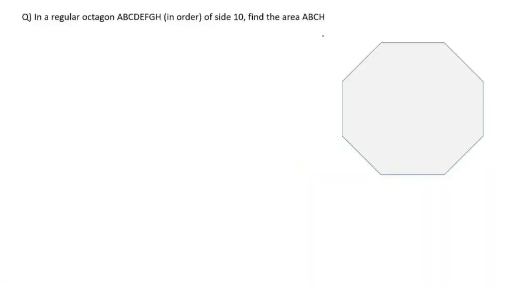So in a regular octagon A, B, C, D taken in order, you can choose basically any order, each side is 10. Find the area of A, B, C, H. So this area we need to find out. 10, 10, 10 we know. We only need to focus on this area. Again, as we just saw, you can break this up here.